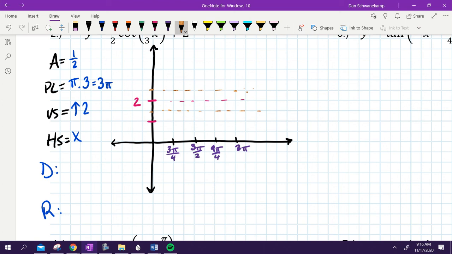All right. We did that. Now I'm going to graph it. It's a cotangent graph. What happens at the start of a cotangent graph? Is it an asymptote or is it a vertex? Asymptote. So I'm starting right here at 0. I'm going to make an asymptote. If I have an asymptote at 0 and my period length is 3 pi, when is my next asymptote going to happen? At 3 pi.